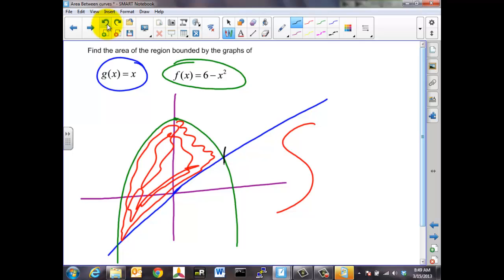If we could go from here to here, that would safely get all of the region in there. But we don't know what they are. But what's special about these points right here and right here? It's where these 2 things intersect. If they intersect, that means they are equal at those places. So what happens if we set 6 minus x squared equal to x? Is that a solvable equation for us? Yeah. Tell me what we're going to do then.